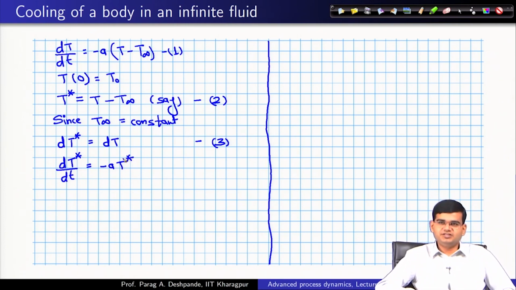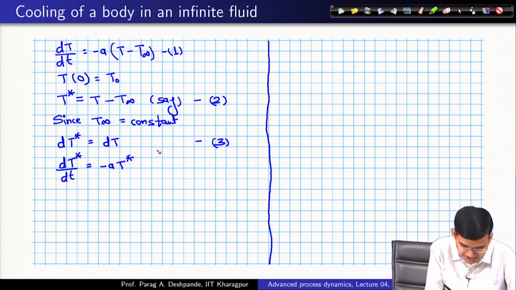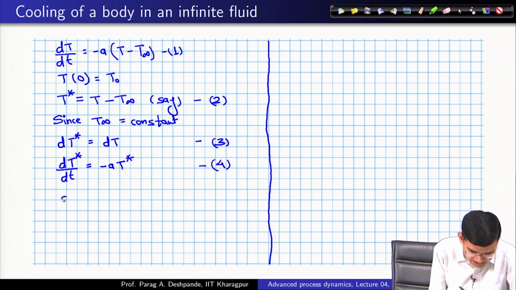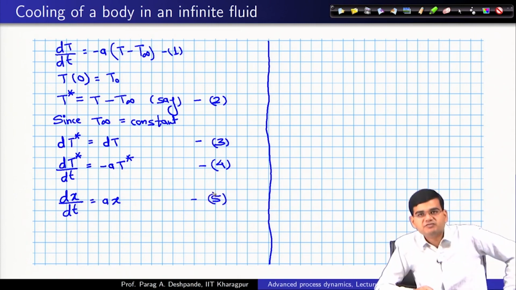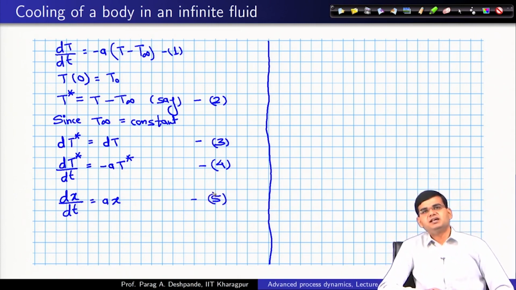And does this equation look familiar? Indeed, because in our previous lecture what we saw was that we had the equation dx by dt is equal to Ax, right. So, it is basically the same equation, which means that the entire analysis that we did in our previous lecture holds true for this system as well.